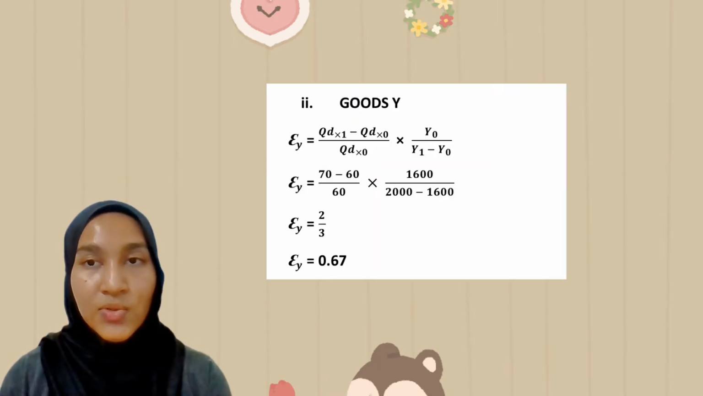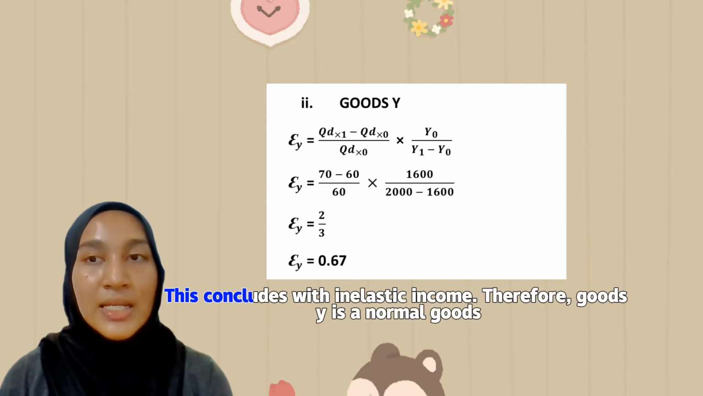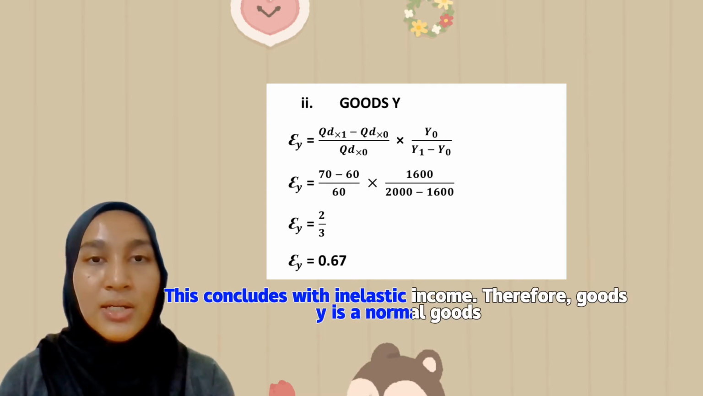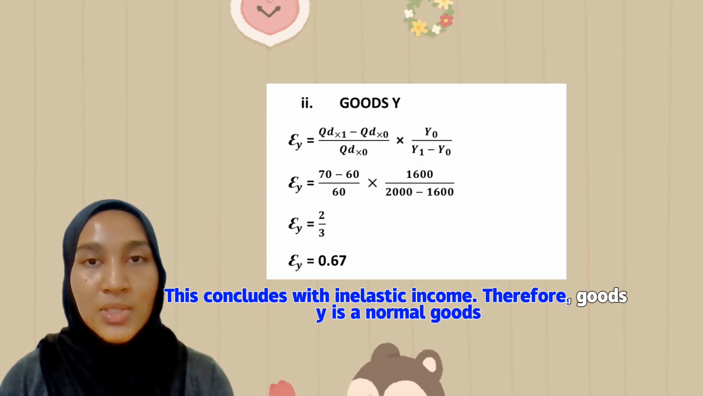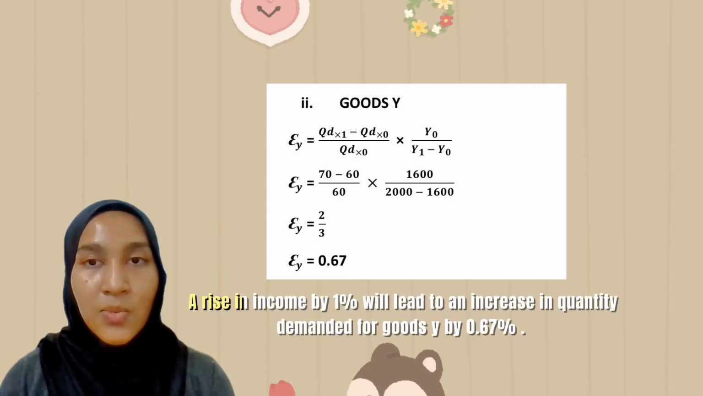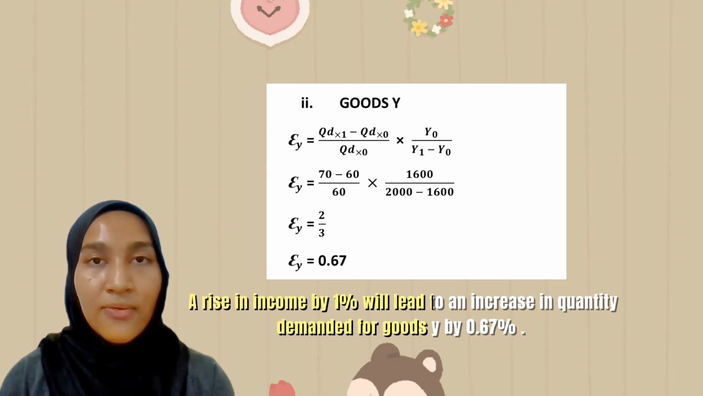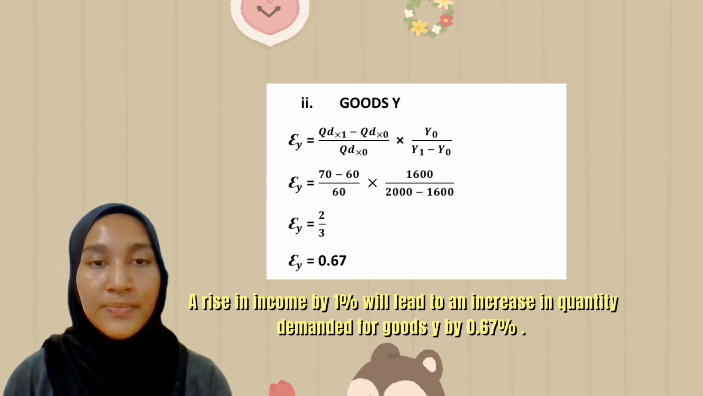The second one is the calculation of income elasticity of demand for goods Y. The result shows that the income elasticity of demand for goods Y is 0.67. This concludes with inelastic income. Therefore, goods Y is a normal good. A rise in income by 1% will lead to an increase in quantity demanded for goods Y by 0.67%.